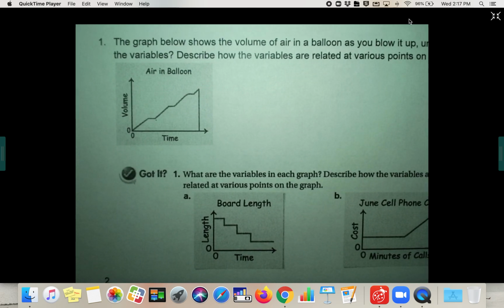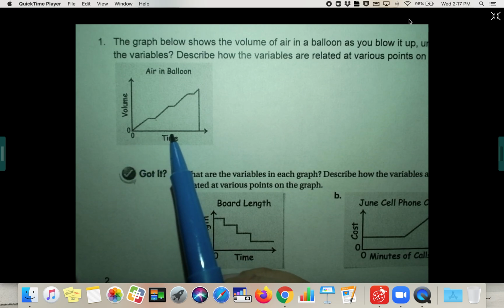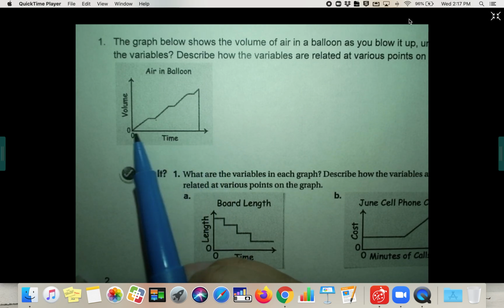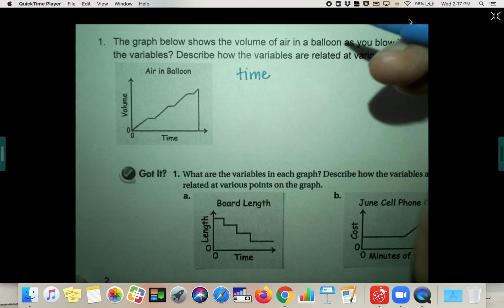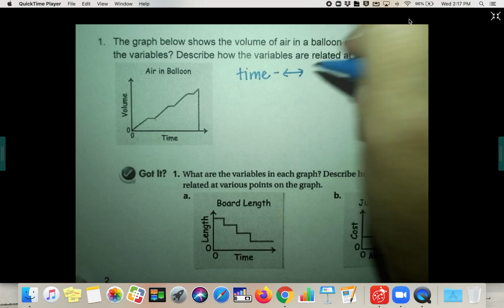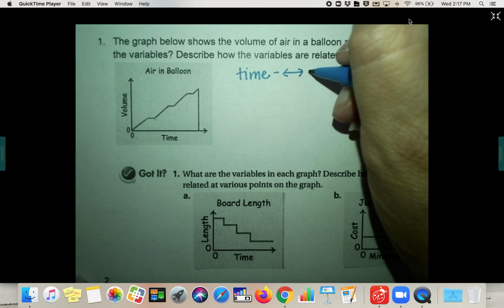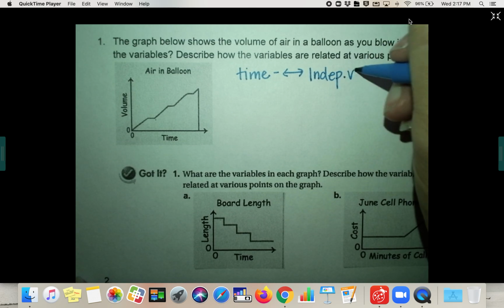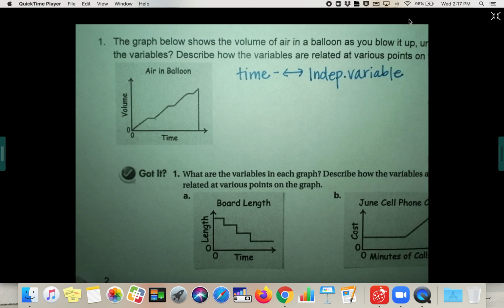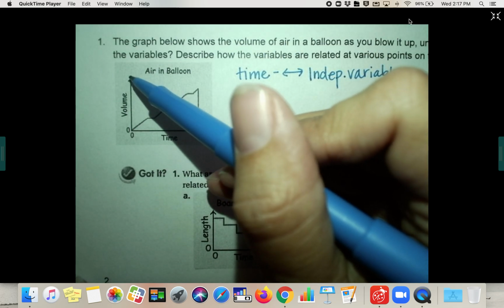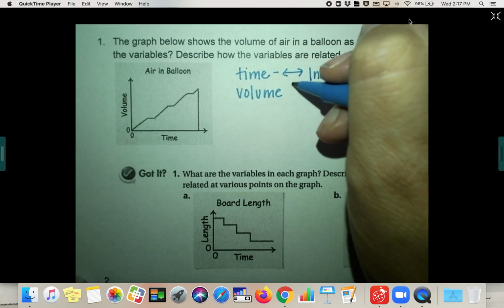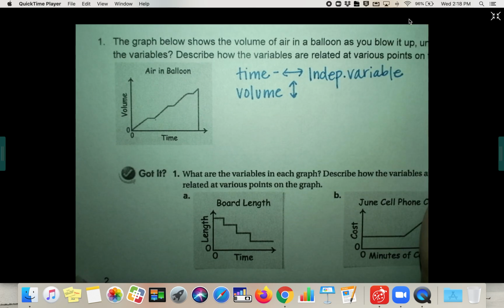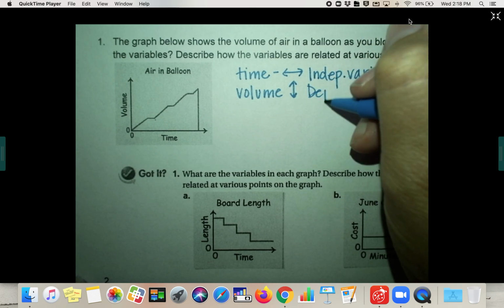Okay, so let's first talk about the variables. What we have on our horizontal axis, or our independent axis, is time. So one of the variables is time, and it is on our horizontal line. And anytime you have a horizontal line, we are talking about it being an independent variable. The other variable we're talking about is volume. So the volume of the air that's in the balloon as you blow it up. Volume in this situation is our y-axis, which makes it our dependent variable.